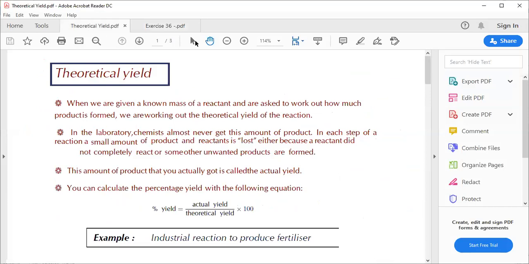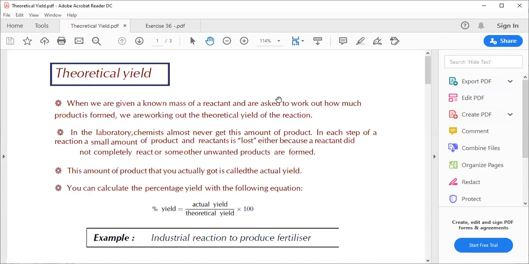Right. So here I wrote theoretical yield, but the calculation that we're going to be involving is percentage yield. For us to find percentage yield, we would need your theoretical yield. So let's start. What is theoretical yield? When we are given a known mass of reactant and are asked to work out how much product is formed, we are working out the theoretical yield of the reaction.